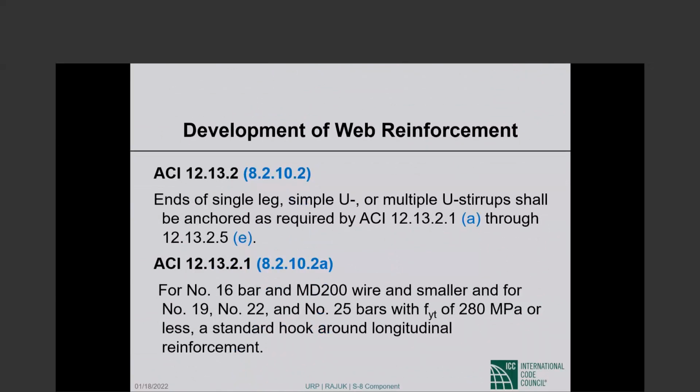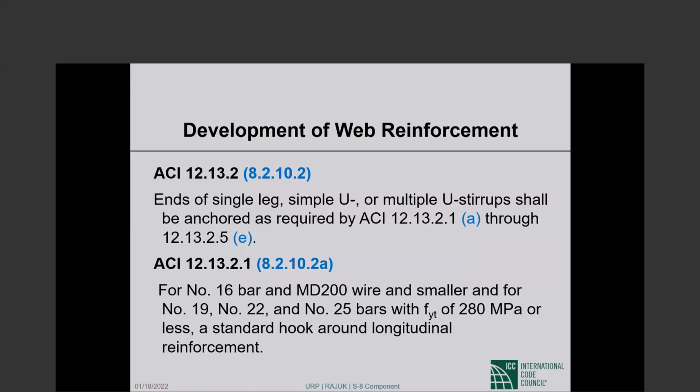Ends of single leg, simple U, or multiple U stirrups shall be anchored as required by section 25.7.1.1 through 25.7.1.5. The BNBC numbering is A through E. So ends of simple single leg, multiple U, or simple U stirrups shall be anchored as required by 12.13.2.1, 2.2, 2.3, 2.4, or 2.5. 5 different ways of anchoring.